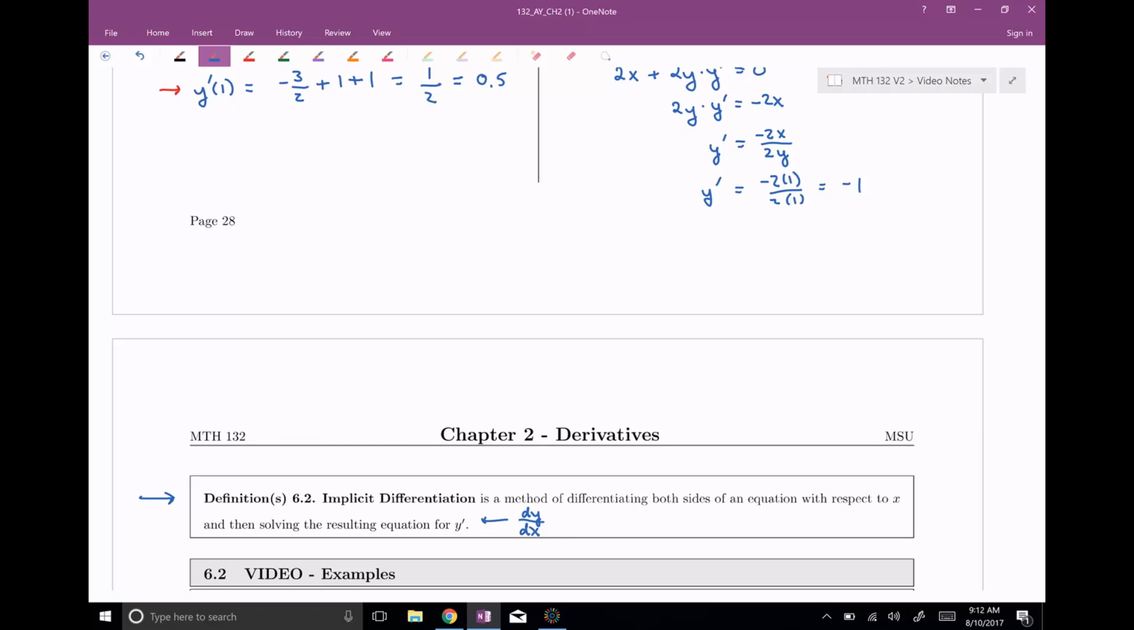All right, so that is a good introduction. Next time we're going to be doing lots of examples, right? We're going to apply this to a lot of things. We're going to get some more practice. I'll see you then.